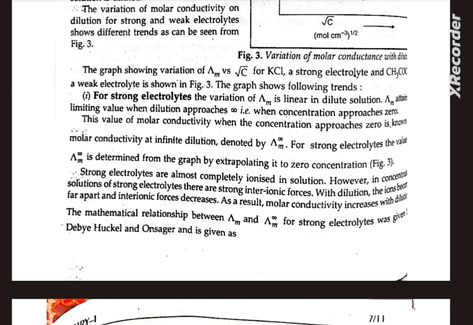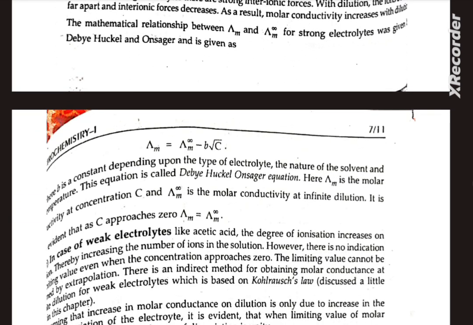The mathematical relationship between lambda M and lambda M infinity for strong electrolytes was given by Debye-Huckel and Onsager and is given as lambda M is equal to lambda M infinity minus B root C, where B is a constant depending upon the type of electrolyte, the nature of the solvent, and the temperature. This equation is called the Debye-Huckel-Onsager equation. Here, lambda M is the molar conductivity at concentration C and lambda M infinity is the molar conductivity at infinite dilution.